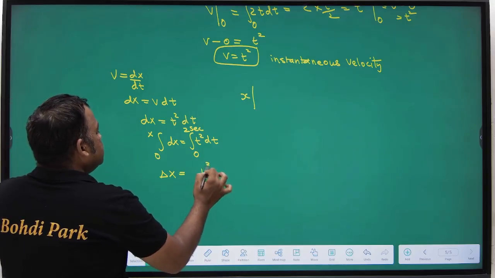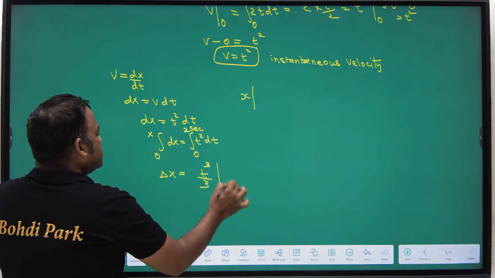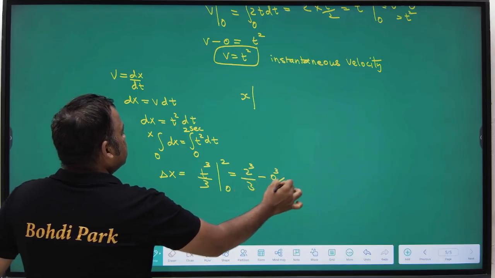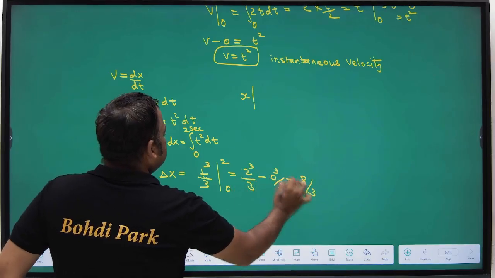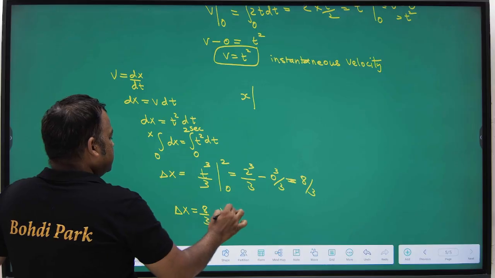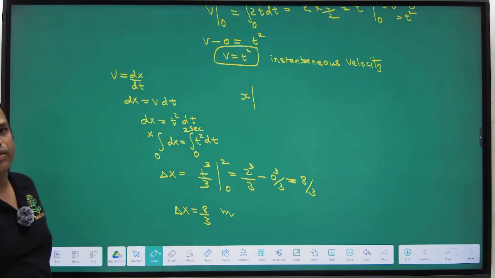and this will be t cube by 3, limits 0 to 2. So the 2 cube by 3 minus 0 cube by 3, so that is 8 by 3. So displacement is 8 by 3 meter. That is our final answer.